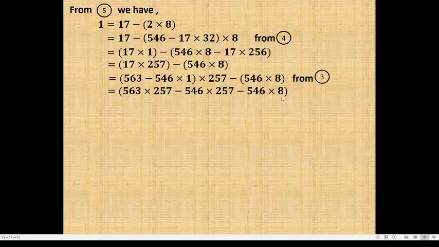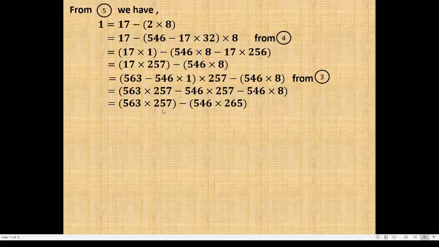Simplify this, open the bracket. Again simplify this. So here 563 into 257 minus, take out the minus sign common. So here we get 546 into 257 plus 546 into 8. So here 257 plus 8, then we get 265.